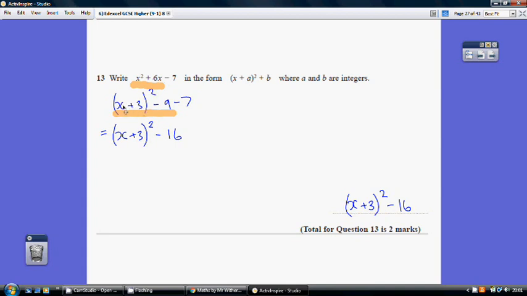Now if we do x plus 3 all squared, so x plus 3 times x plus 3, we get x squared plus 6x plus 9. Well, we want the x squared plus 6x, we don't want the plus 9 bit, so we back that out by having a minus 9. So if you expand this bracket and take away 9, that gives you x squared plus 6x. So this equates to this. And then of course we've also got our minus 7. So gathering up these two terms here, we get x plus 3 all squared minus 16.